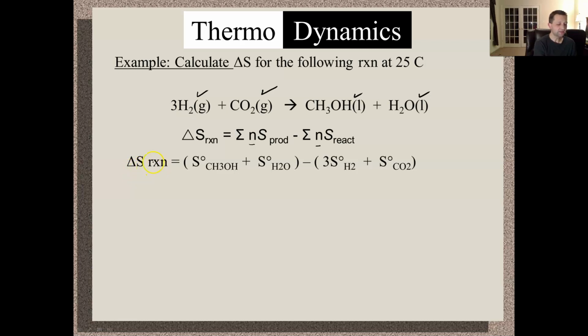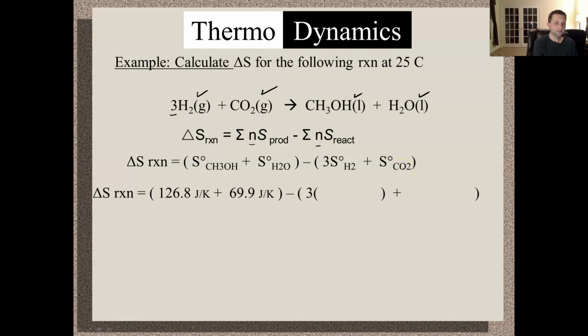So your delta S, your change in entropy for this reaction, is going to be the entropy value from the back of your packet of CH3OH plus the entropy of H2O liquid. There's 1 mole of each of those in the balanced equation, so they're just whatever they would be at the end of your packet. You're just going to pop those numbers in, minus the sum of all the entropies of your reactants. So we have 3H2 on the reactant side, so we have to subtract the quantity: 3 times the entropy of H2 plus the entropy of CO2.